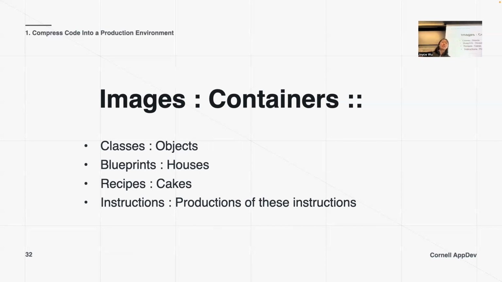Yeah, so just to reinforce the analogy again, images are to containers as classes are to objects. Like we talked about before, classes are the blueprint of an object, and you can make multiple instances of an object, right? In a similar way, you can run multiple instances of a container based on the image that you build a container off of. So you have blueprints and houses, recipes and cakes, essentially a set of instructions, and then being able to produce something out of that set of instructions.